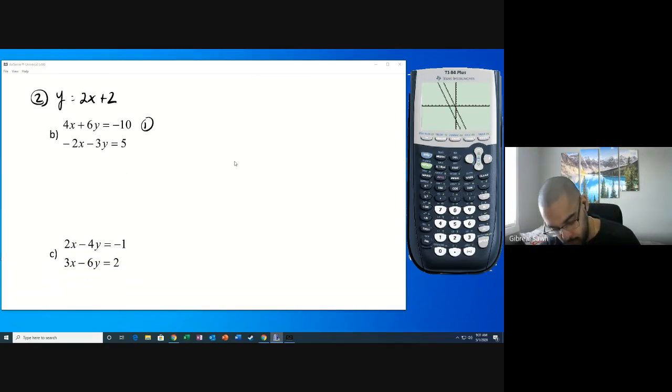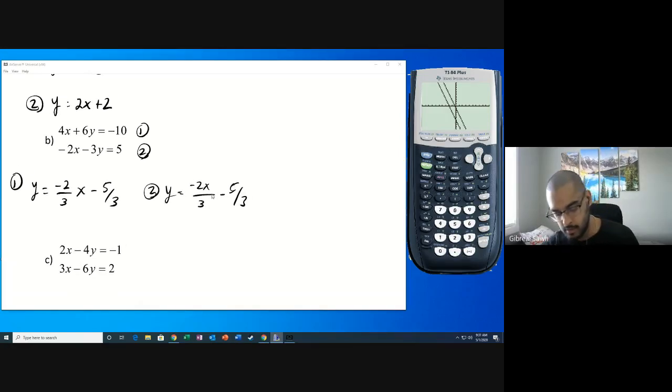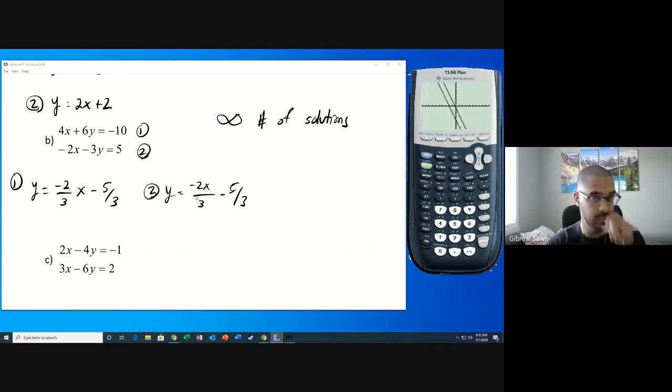For B, there's 1, there's 2. Number 1 rearranged gets you to y equals negative 2 over 3x minus 5/3. Number 2, y equals negative 2x over 3 minus 5/3. Exactly the same once again. So this one, there's an infinite number of solutions. Everything about those two lines is the same. So this is a coincident case. These are coincident. Those lines overlap perfectly.